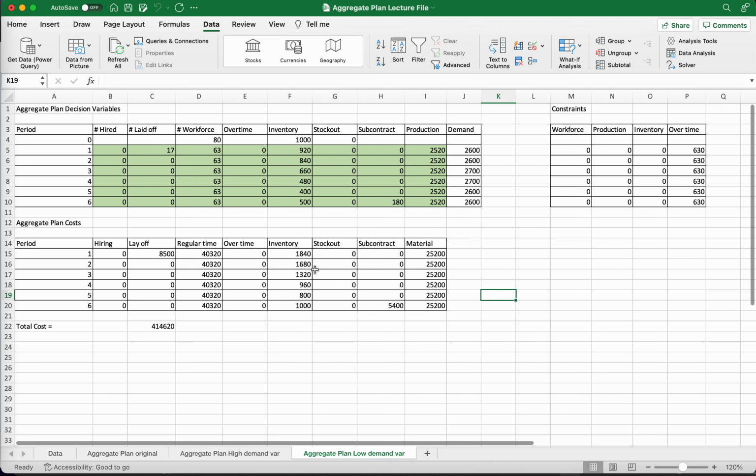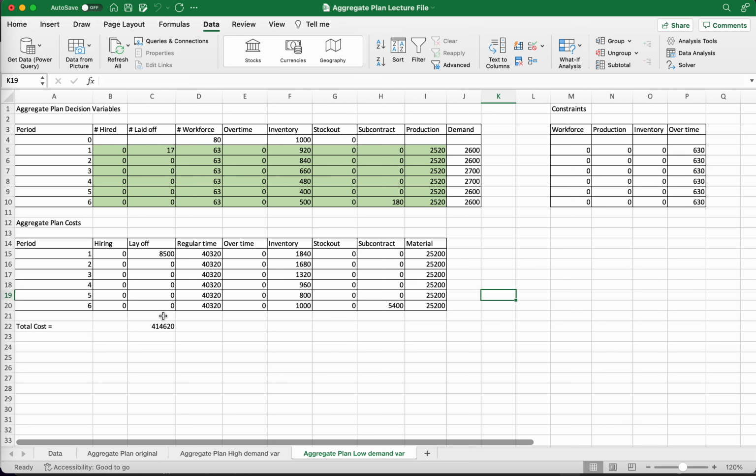Given that, the values of inventory here are much lower. Inventory costs peak at 3920 there, but here the inventory cost peaks at 1840. So it's a substantially lower inventory cost, and your overall costs go down. Demand variability has a huge role in how costs vary, especially when you're making aggregate plans.